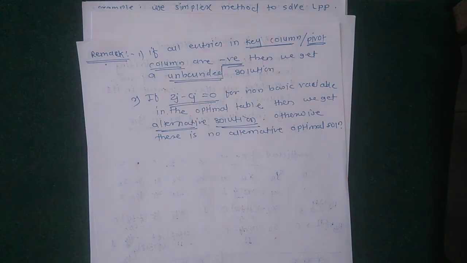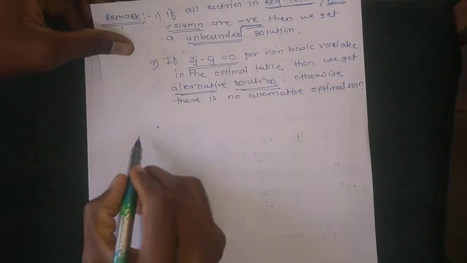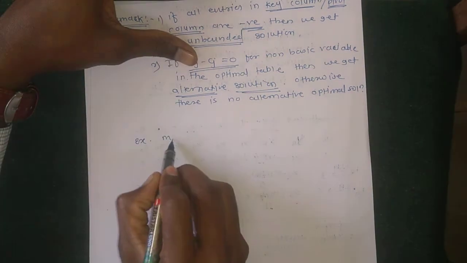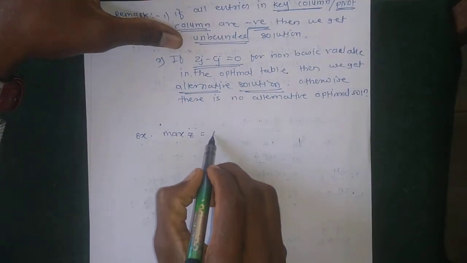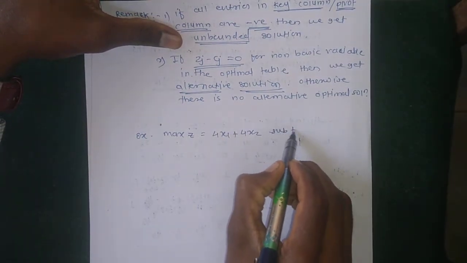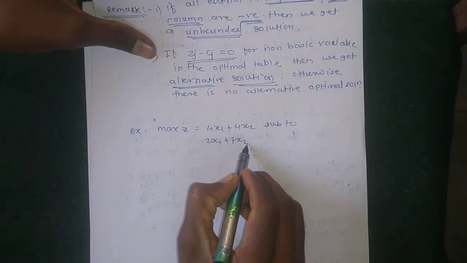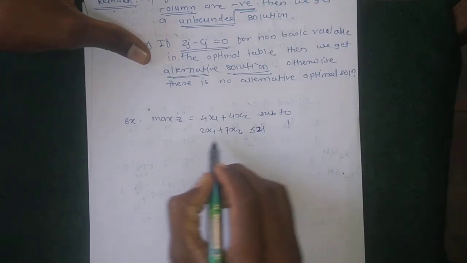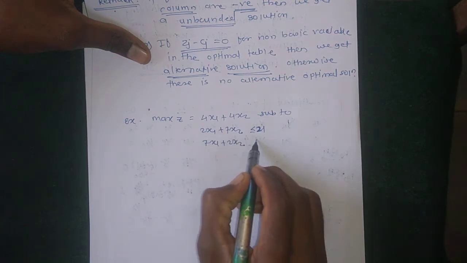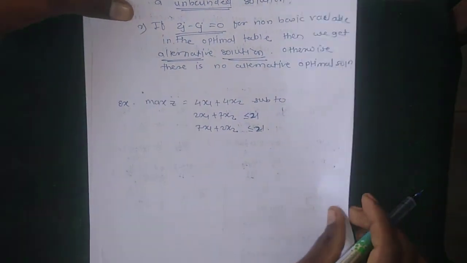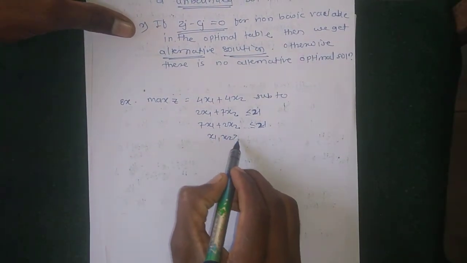Then the next example is: maximize Z equal to 4x1 plus 4x2, subject to 2x1 plus 7x2 less than or equal to 21, and 7x1 plus 2x2 less than or equal to 21, and x1 and x2 greater than or equal to 0.